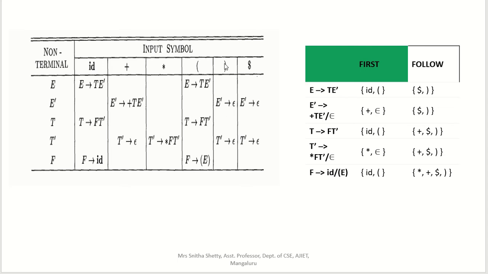Okay, so here on the y-axis, look at the given grammar, just look at the non-terminals. The non-terminals are E, E dash, T, T dash, F. So same thing I have copied here. And in the given grammar, what are the terminals? The terminals are id, plus, star, open parenthesis, closing parenthesis.